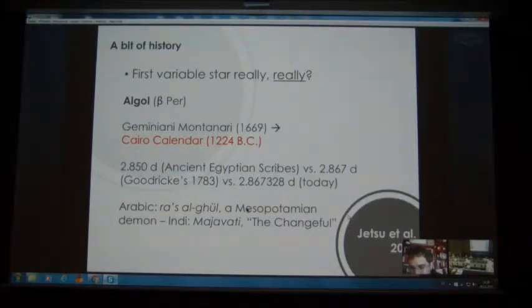In any case, there was some suspicion of this variability because the Arabs gave it the name Ras al-Ghul, which was a Mesopotamian demon. And even the Indians used the word Mayavati, which means the changeful, for Algol. So if you are ever asked which was the first variable star, just answer Algol.